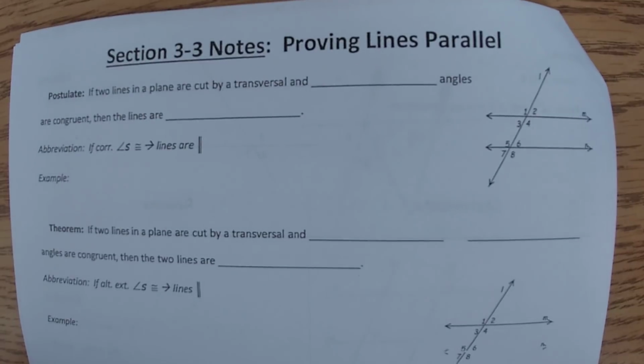Today we're going to be talking about proving lines that are parallel. Yesterday we talked about proving that angles are congruent based on parallel lines, but now we're going to go the reverse. Now we're going to prove that lines are parallel based on certain angles being congruent.